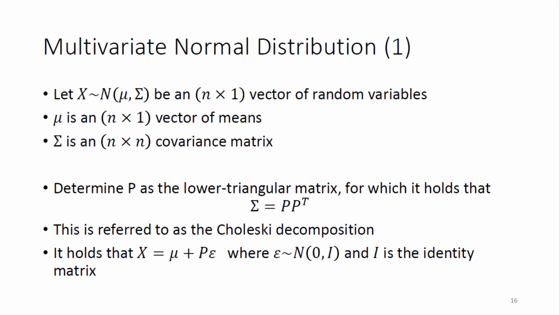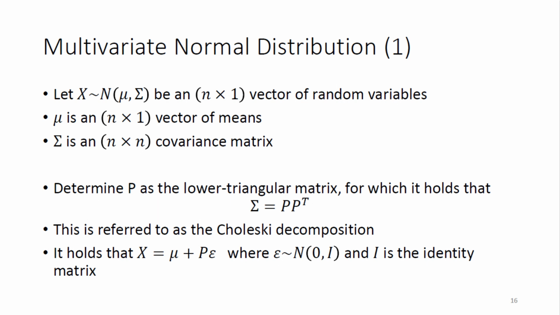Let's first introduce notation. Vector x is an n by 1 vector of random variables that are jointly multivariate normally distributed. They have a mean vector denoted with mu, where each element is the expected value of each element in the x vector. And they have a covariance matrix denoted with sigma. If x is an n by 1 vector, then the mean is also n by 1, and the covariance matrix is n by n.